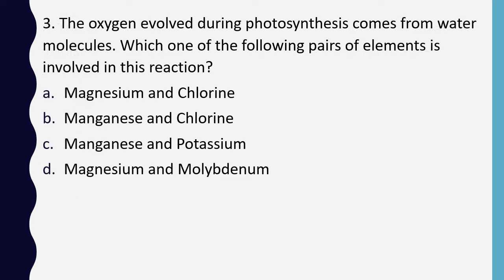Question number 3. The oxygen evolved during photosynthesis comes from water molecules. Which one of the following pair of elements is involved in the reaction? Magnesium and chlorine, manganese and chlorine, magnesium and potassium, magnesium and molybdenum. The correct answer is option B, manganese and chlorine is involved.